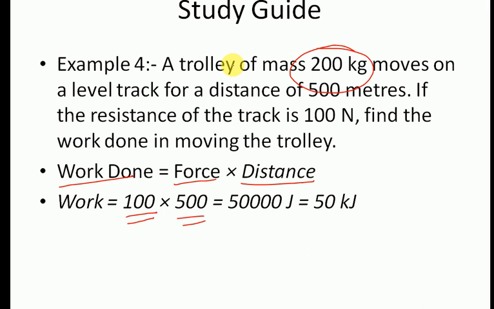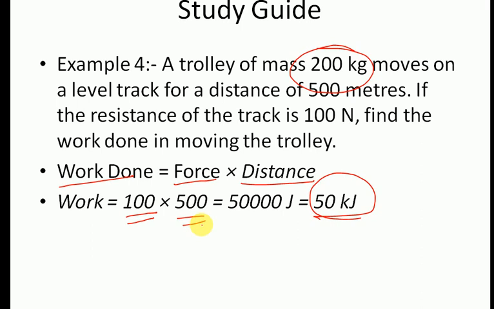What is the distance? Distance is 500. So if I multiply the 500 by 100, that means 50,000 joule. That means 50 kilojoule. What is the correct answer? 50 kilojoule. I hope all the four problems are very basic and very important for RRB CBT 2 and also for the RRB JE and the RRB AC.